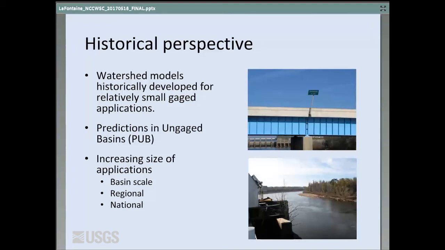And so we see these increasing sizes of the applications from, say, a watershed scale, maybe a couple hundred square kilometers, to then going to larger basins like past work we've done, the Apalachicola, Chattahoochee, Flint, that's about 20,000 square miles, to then something this size, that's maybe a couple 100,000 square miles, and then eventually leading to the conterminous United States.